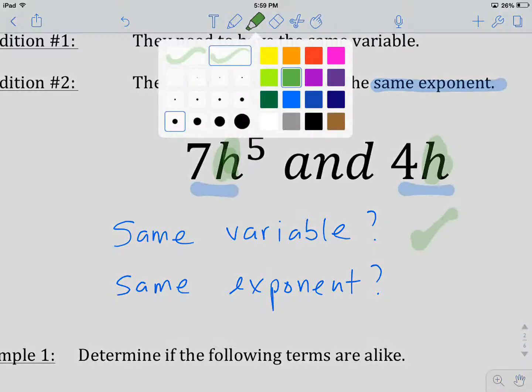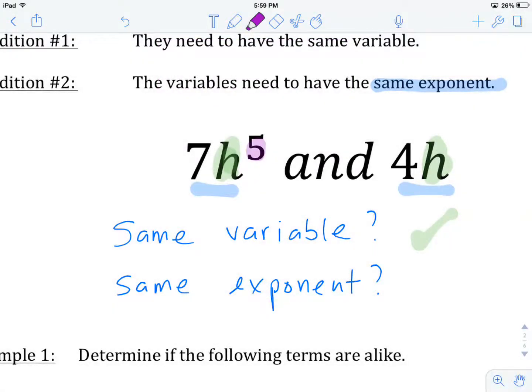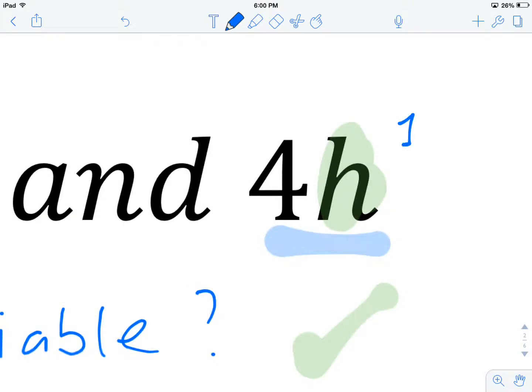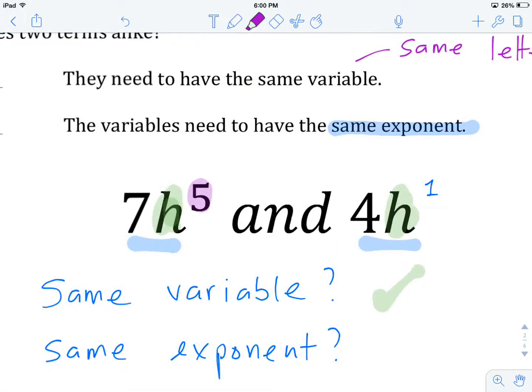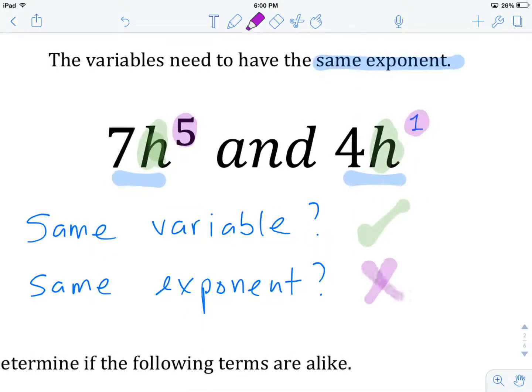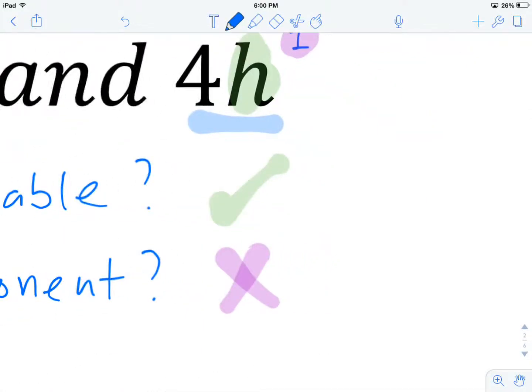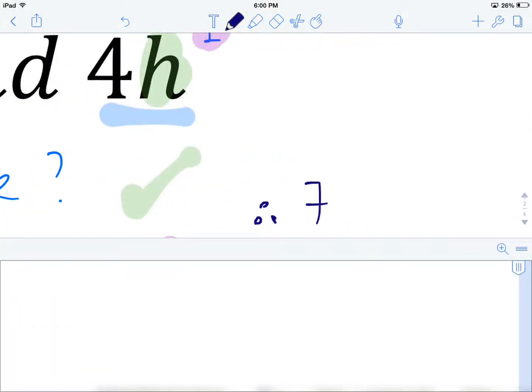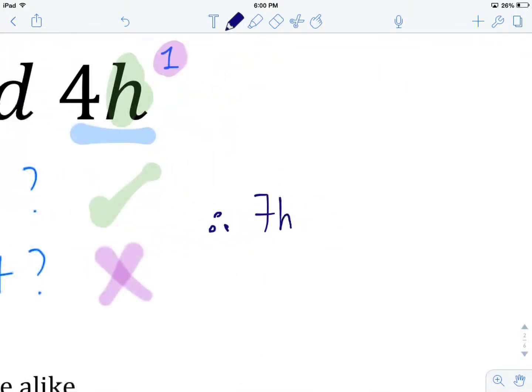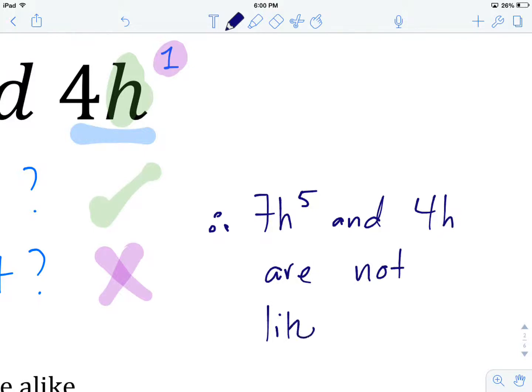All right, so here's where it falls apart a little bit, because 7h to the exponent 5 has an exponent of 5, and 4h has an exponent. Now again, it's not written there, but recall from the last lesson, if we don't see the exponent, it's to an exponent of 1. So these are different. Same exponents? Sadly, no. So we can conclude, therefore, that 7h to the exponent 5 and 4h are not like terms. That is what we've determined.